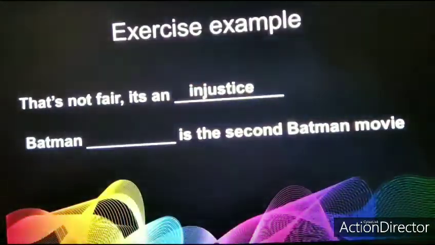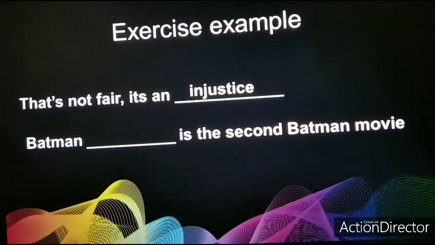The difficult part of this topic is that you need to learn all those prefixes and you need to know what they mean when you see them on a word. That's what we're going to practice now. In here we have some examples of the exercises that we're going to be doing today. Take a look at the first example.